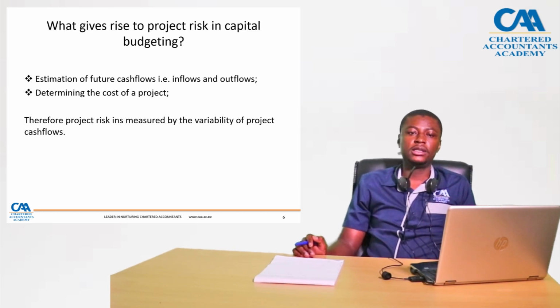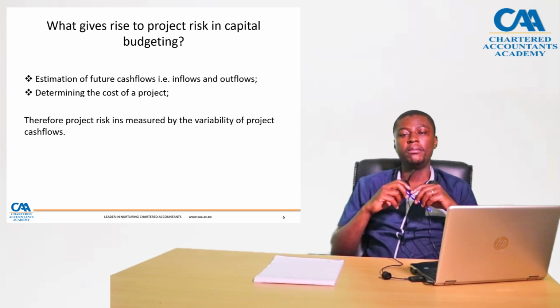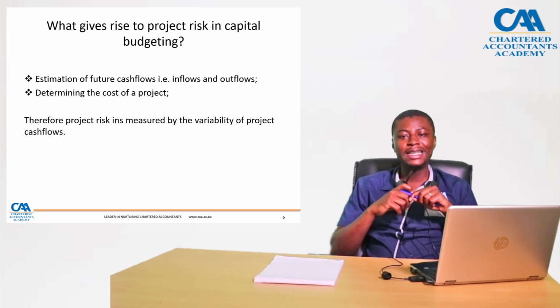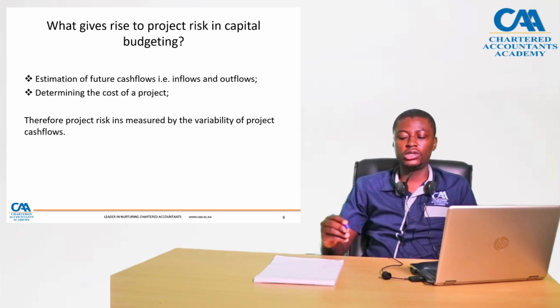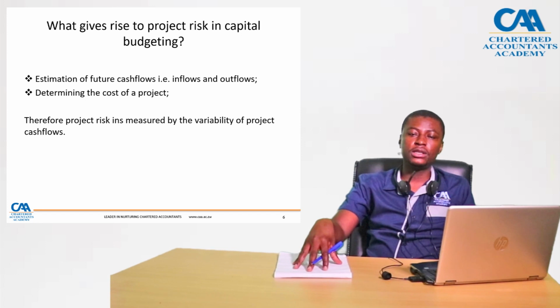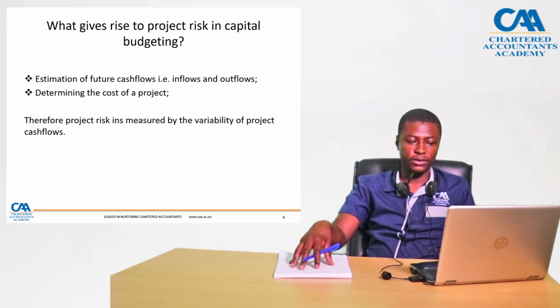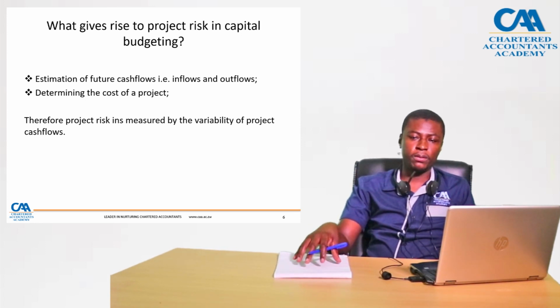So now the quick question is, what gives rise to project risk in capital budgeting? It again brings us to the issues around cash flows. Remember, in capital budgeting we said the most important aspect is the reliability and appropriateness of cash flows used in the capital budgeting decision. And because we are going to be estimating these future cash flows, it definitely brings into play estimation and certainty risk. And then also determining the cost of a project.